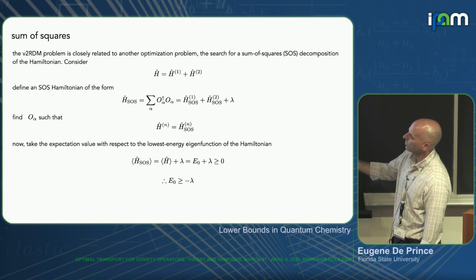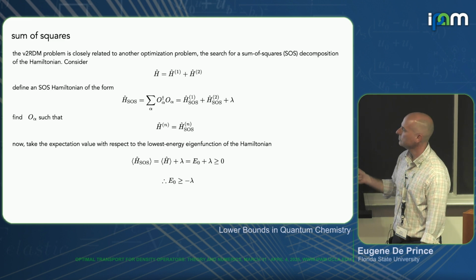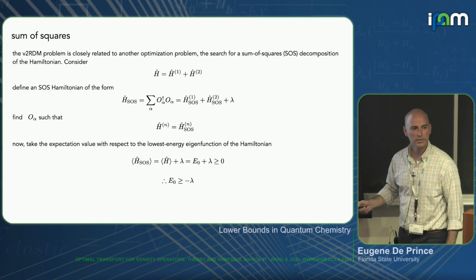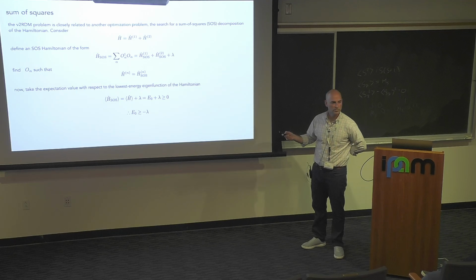So in this sum of squares representation, this lambda is related to the ground state energy of the Hamiltonian. You made a comment that you want your one particle Hamiltonian to be equal to this particle Hamiltonian, but it's the same, right? And it's the same on both sides.